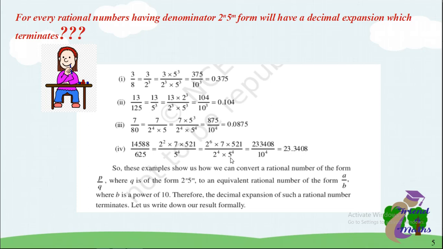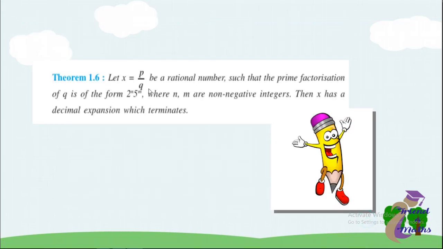So that is what is said in the second theorem: let x equal to p by q be a rational number such that the prime factorization of q is of the form 2 raised to n into 5 raised to m, where n and m are non-negative integers. Then x has a decimal expansion which terminates.